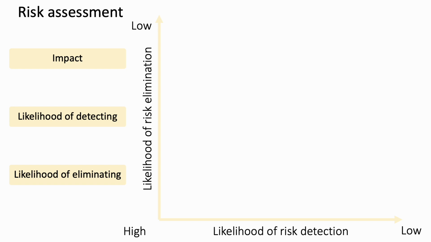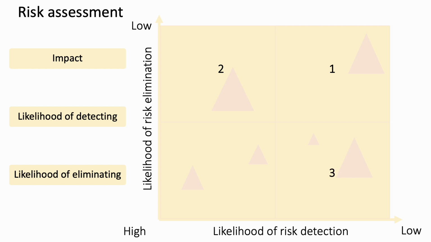Our graph is divided into 4 quadrants, each highlighting different risk profiles. Each risk is symbolized by a triangle, with its size indicating the risk's impact. Quadrant 1 houses risks with low detection and elimination likelihoods. These are our top priorities due to their significant impact. Quadrant 2 includes risks likely detected but hard to eliminate, calling for immediate attention.